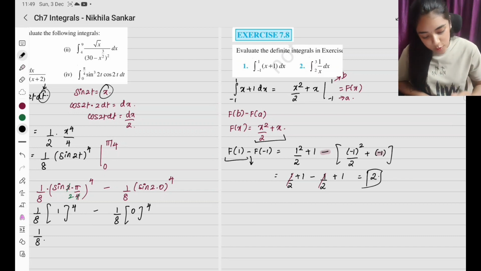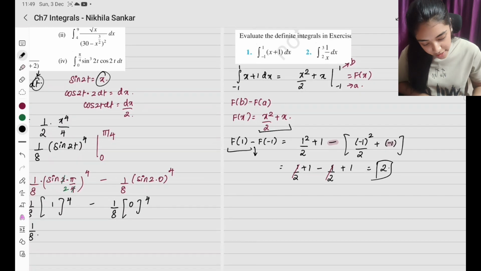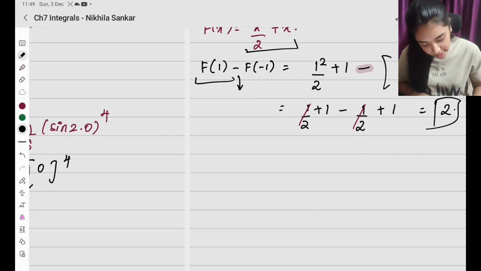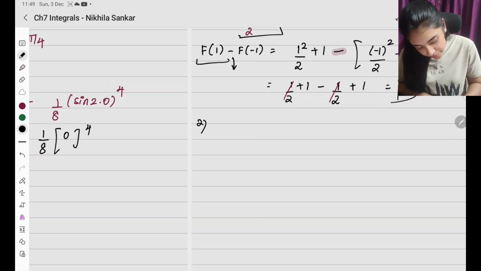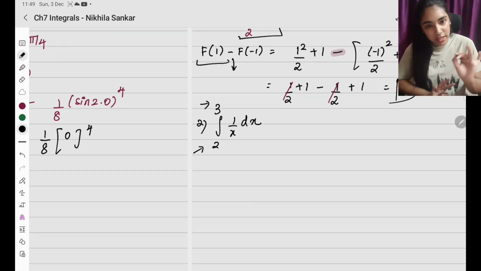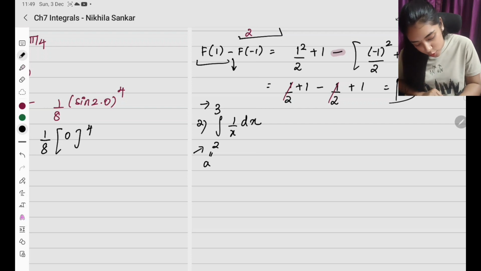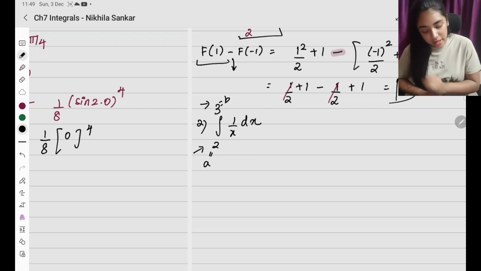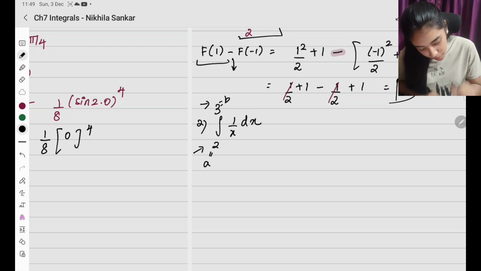Okay. Now similarly the second question. I have integral 2 to 3 of 1 by x. So second question: integral 2 to 3 of 1 by x dx. This is my lower limit. This is my upper limit. You know all this, right? So this is going to be my value of a and this is going to be my value of b. Now I need to solve the integral. Normally how do we solve?